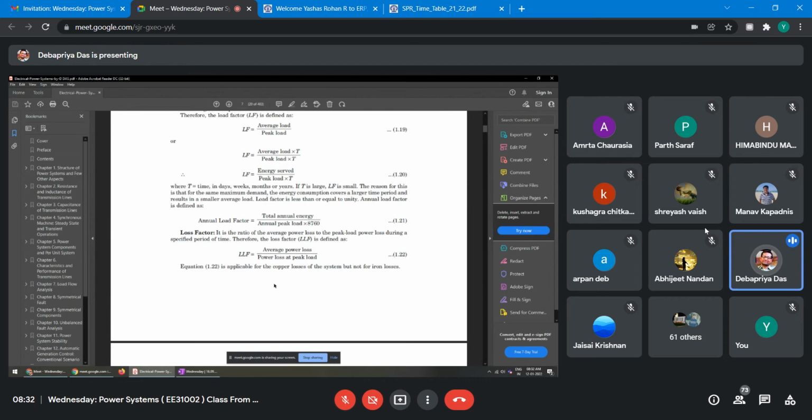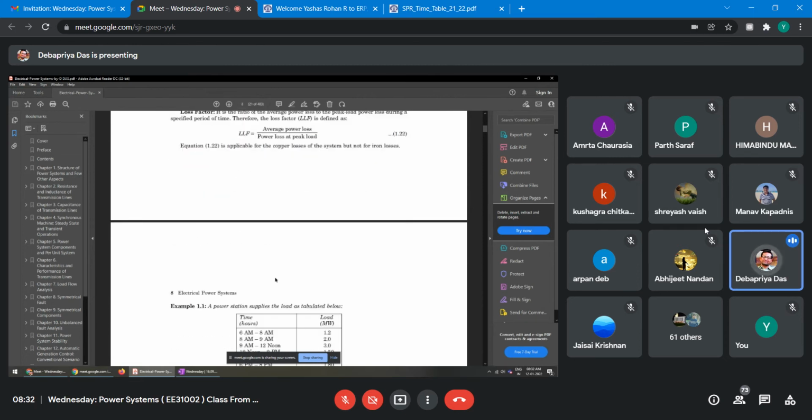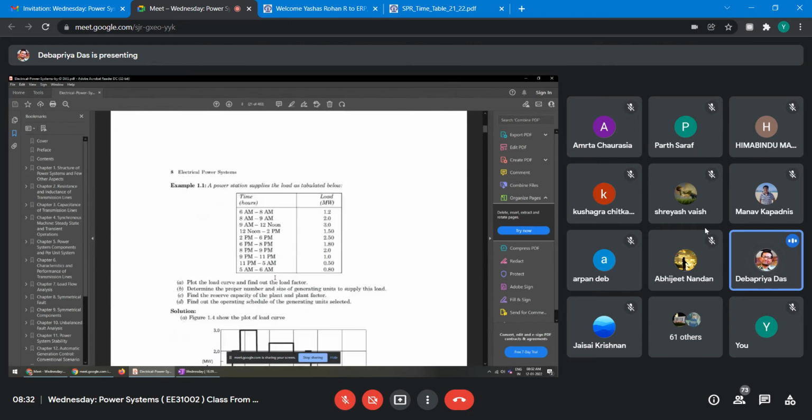So this is your loss factor, right? Just take this small example. Suppose this power station supplies the load as stipulated below. Suppose 6 a.m. to 8 a.m. the load is 1.2 megawatt. 8 a.m. to 9 a.m. it is 2 megawatt. 9 a.m. to 12 noon it is 3 megawatt.